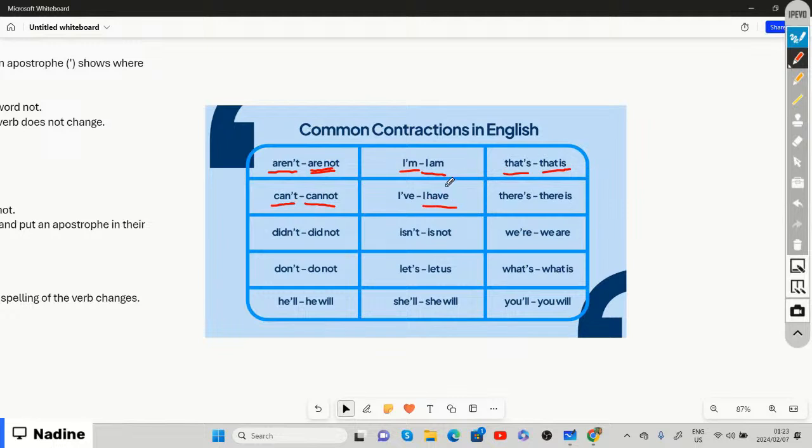Then I have. Then we can just say I've. I have. I've. There is. It's like saying there's. There is 5 girls in class. So we can say there's 5 girls in class. I did not do that. So I did not do that. That's like saying I didn't do that.